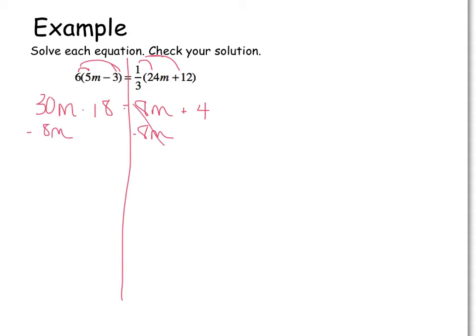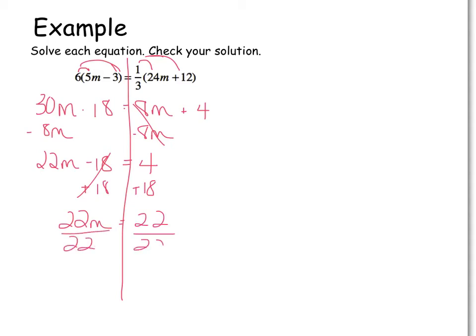And 30m minus 8m is 22m minus 18 equals 4. I'm going to add 18 to both sides, and 22m equals 22. Divide by 22, and m equals 1.